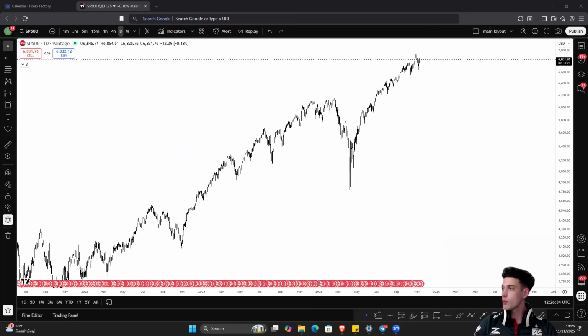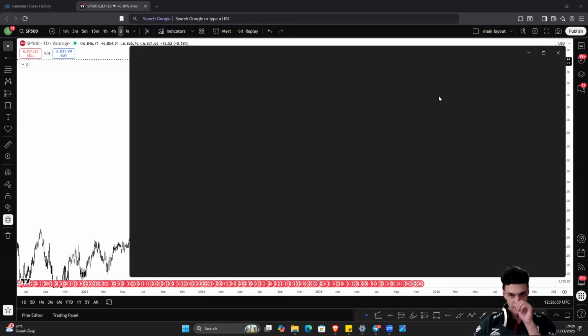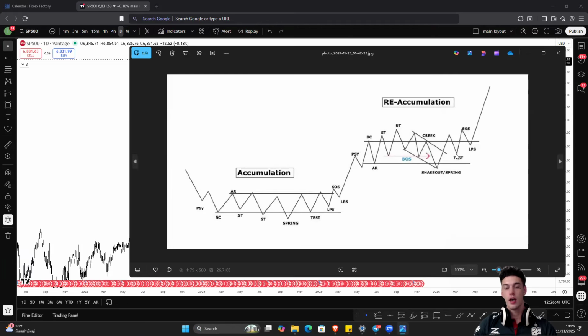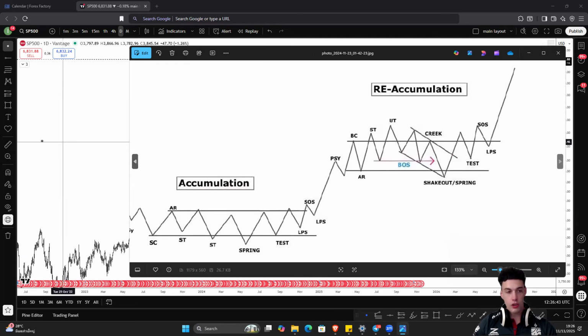Just for example, when we look at our actual reaccumulation models, can you see how on this drawing you can physically see all these little parts? You can label all the little areas. You can see highs and lows building out each phase and event. You can split it into phase A, phase B, phase C. You can do that.